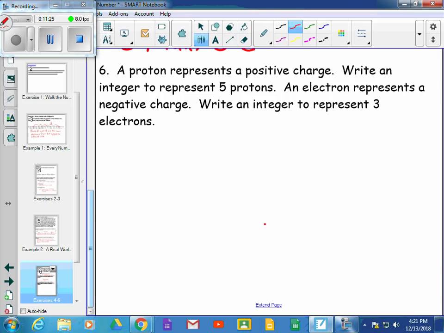And then number 6, a proton represents a positive charge. Write an integer to represent 5 protons. An electron represents a negative charge. Write an integer to represent 3 electrons. 5 protons would be 5 positives, so positive 5. And then 3 electrons would be 3 negatives, so that would be negative 3.